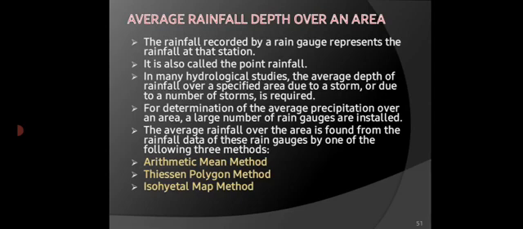So for determination of the average precipitation over an area, a large number of rain gauges are installed. The average rainfall over the area is found from the rainfall data of these rain gauges by one of the following three methods: the arithmetic mean method, the Thiessen-Polygon method, and the isohyetal map method.